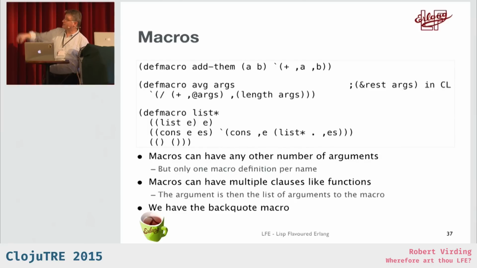And here's the macro definition of list star, which conses together all the elements, or makes a list of all the elements except for the last one, which it puts as the last thing down there. It's just a recursive macro like that. And I can have multiple clauses, you can see in the list star there. Again, we're using pattern matching to select which clause you're doing when you're expanding the macro.